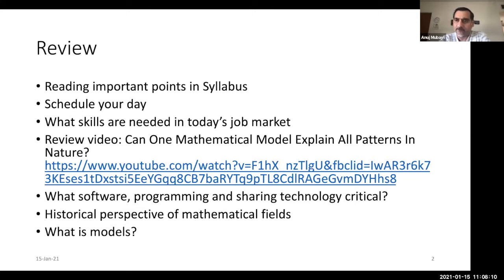I also talked about software, programming languages, and sharing technology that are critical in today's job markets, no matter which discipline you go into. I also touched a little on the historical perspective of mathematics as a field, like how the different subfields of mathematics have evolved over the past century. And also terminology: I touched on what a model actually is. Different fields can have different definitions of models.